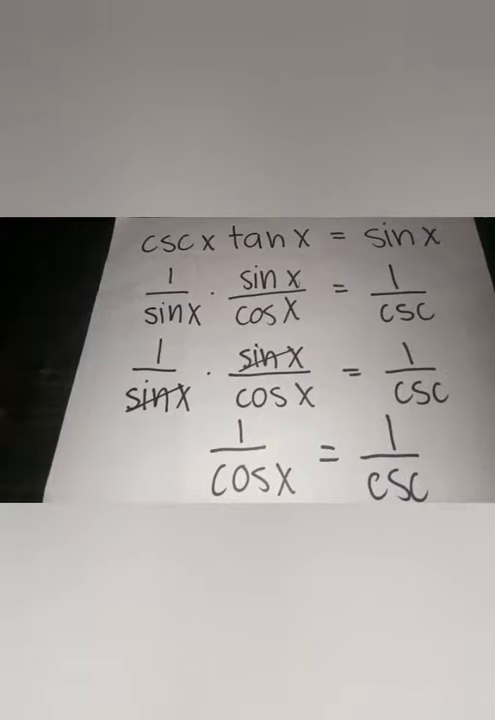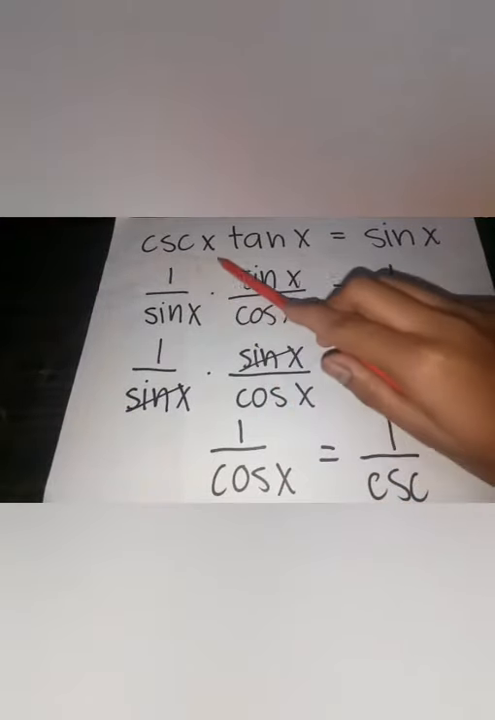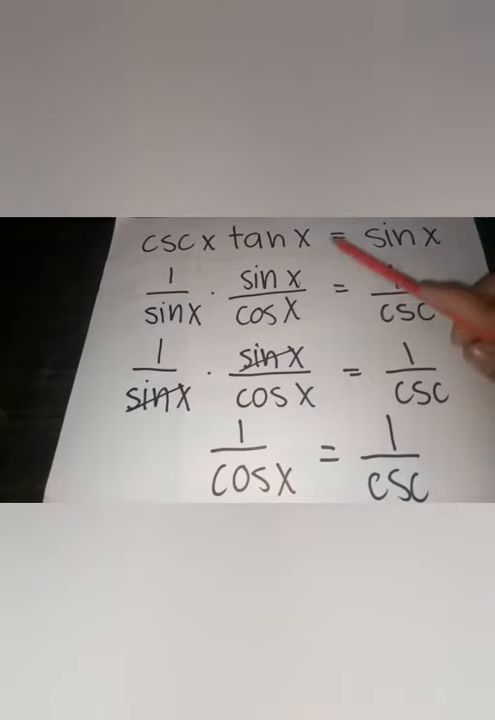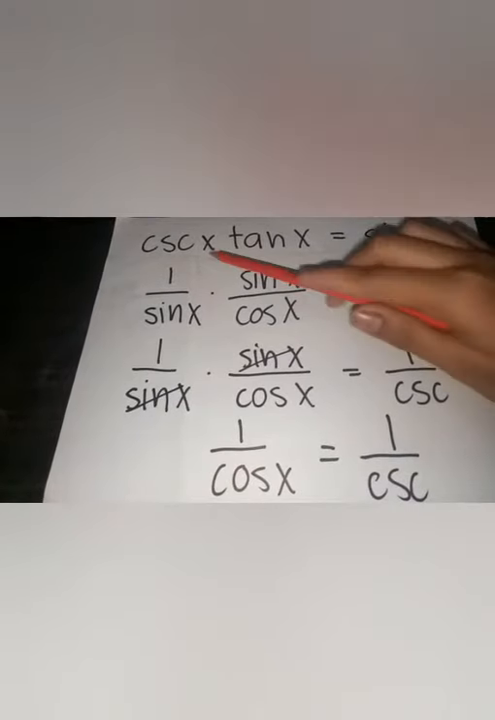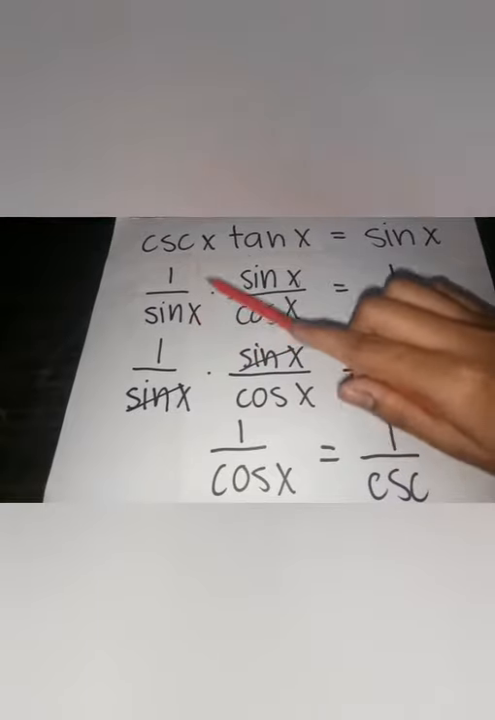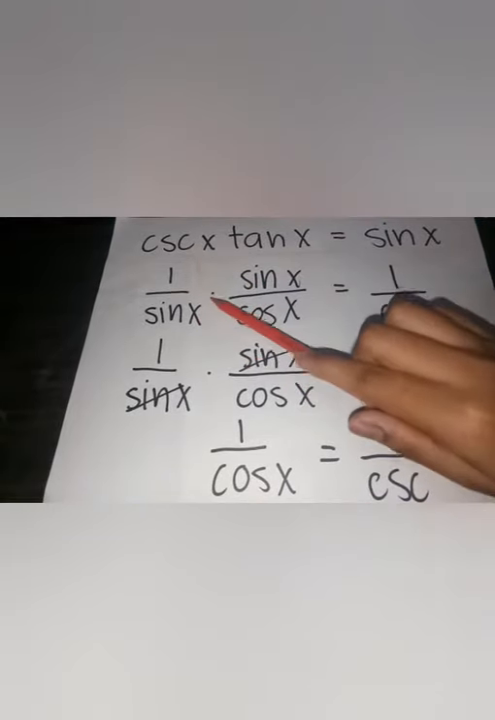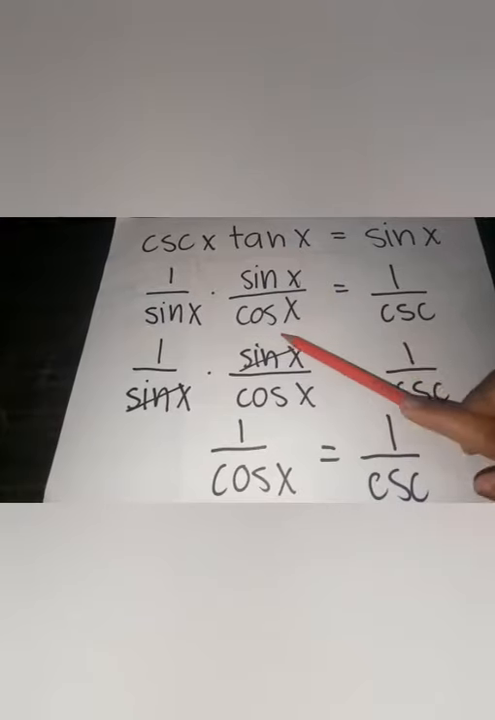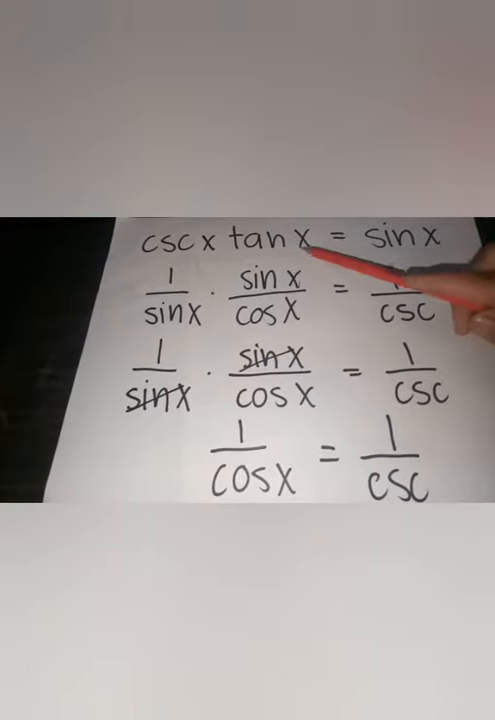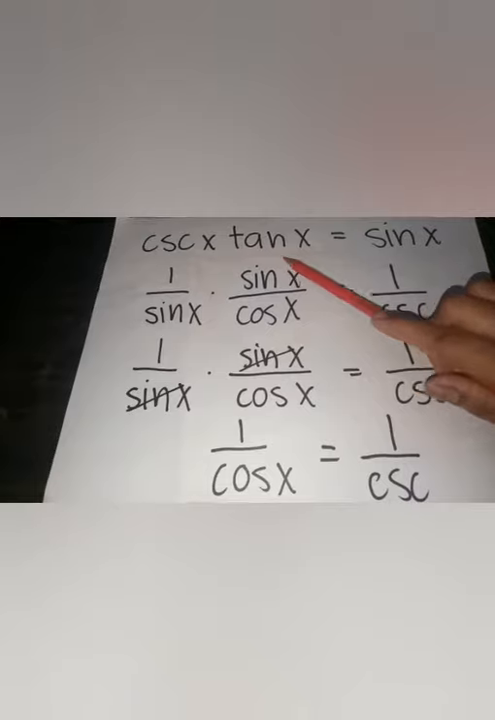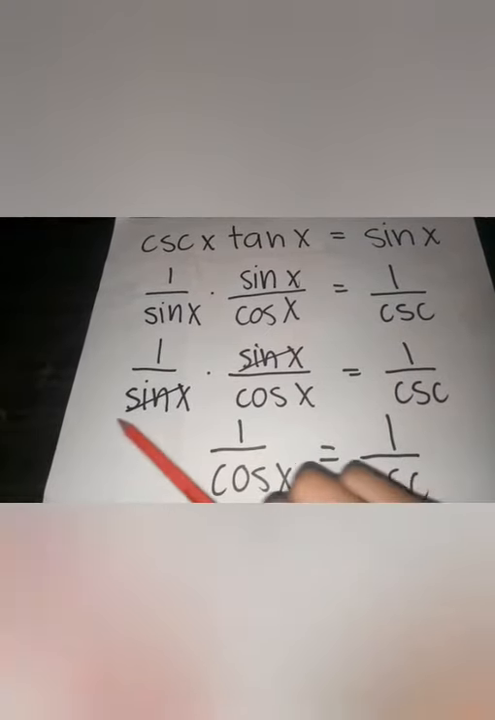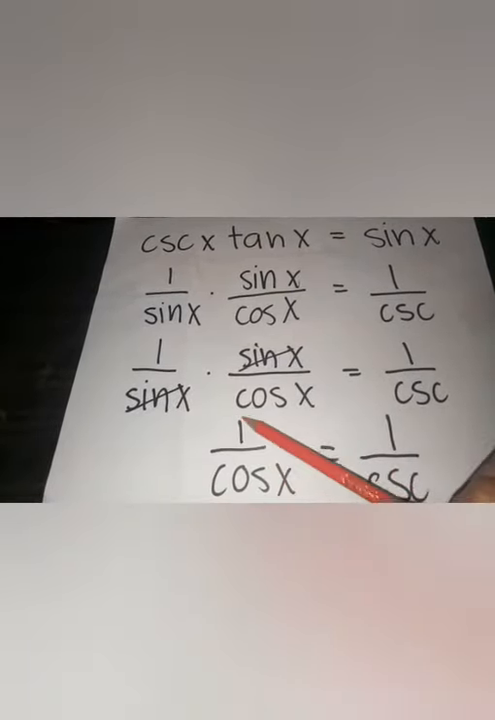For the second example, the given is cosecant x times tangent x is equal to sin x, and this will result to 1 over sin x, because cosecant x is equal to 1 over sin x, times sin x over cosine x, because tangent is equal to this. And we will cancel sin x and sin x, and this will result to 1 over cosine x. And 1 over cosine x is not equal to sin x, so this equation is a conditional equation.